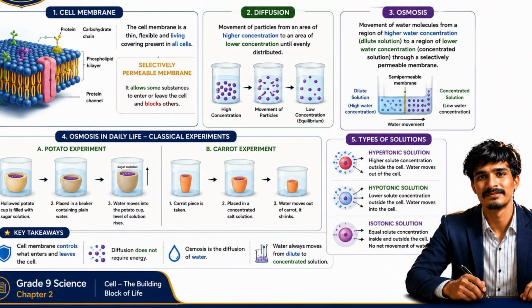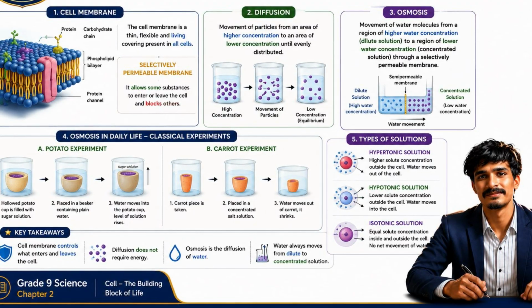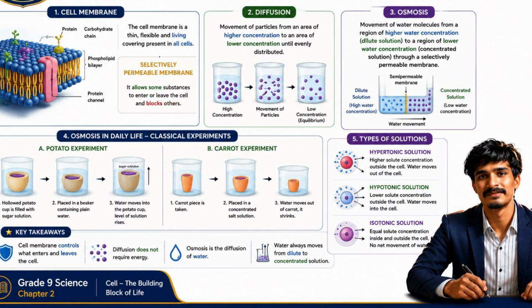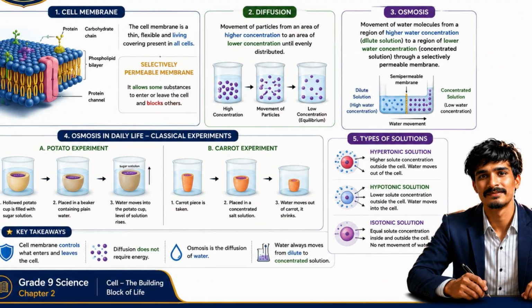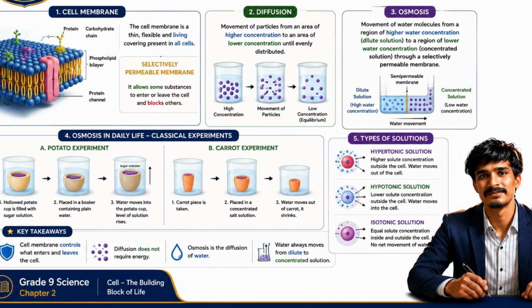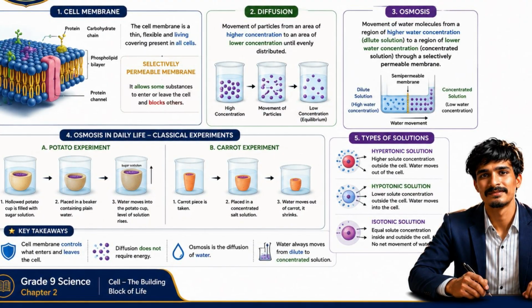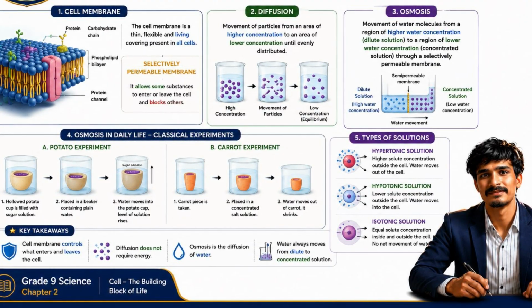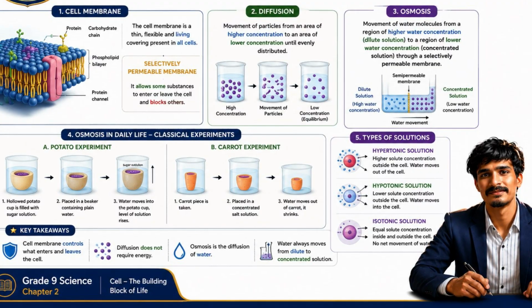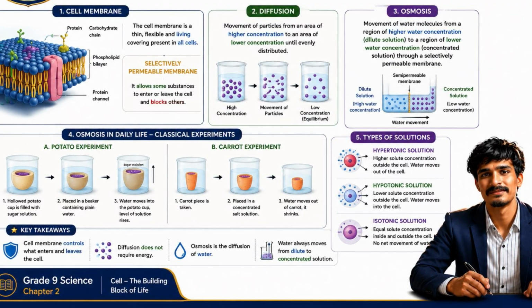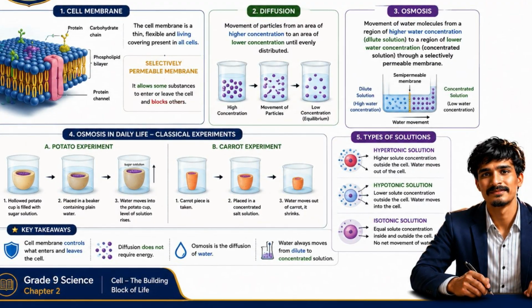Another example is the carrot experiment. A fresh carrot is placed in a concentrated salt solution. After some time, the carrot becomes soft and shrinks. This happens because water moves out of the carrot cells into the surrounding concentrated solution through osmosis. Now let us understand three important terms related to osmosis.